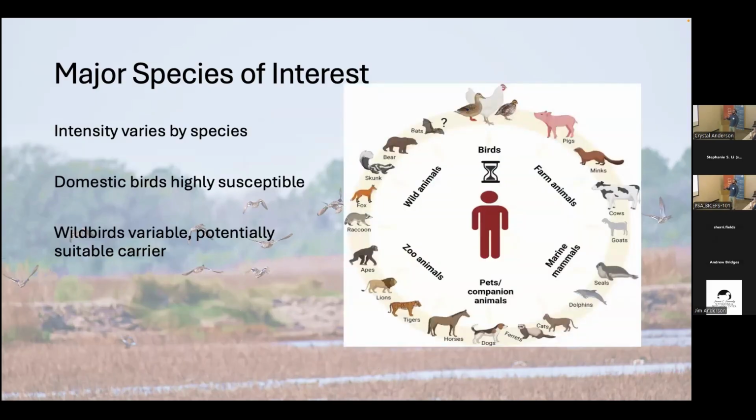And as I mentioned, this is just a list of all the different animals that avian influenza can infect. Like I said, just because it's a bird flu doesn't mean it sticks with birds. It's commonly found in seals and dolphins, so it's found in marine mammals. It's found in peridomestic species such as horses, ferrets, dogs, and cats.